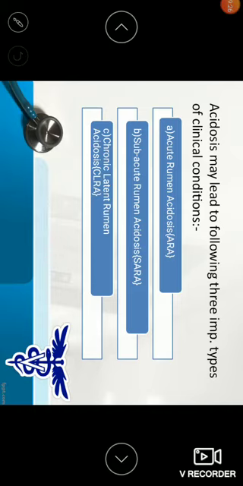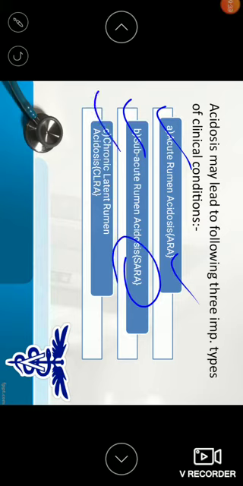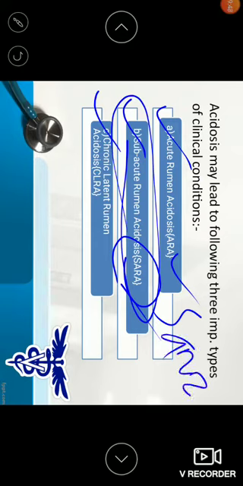Generally, we divide ruminal acidosis into three categories. One is acute ruminal acidosis (ARA), then subacute ruminal acidosis (SARA), and chronic latent ruminal acidosis (CLARA). Out of all these, the second one is also very important, because with SARA, subacute ruminal acidosis, don't confuse it with another disease, Surra, that is nothing but trypanosomiasis.